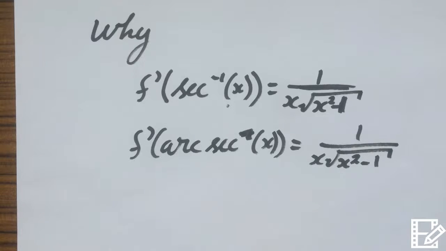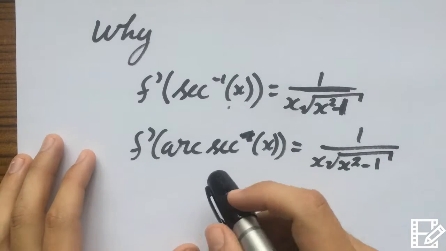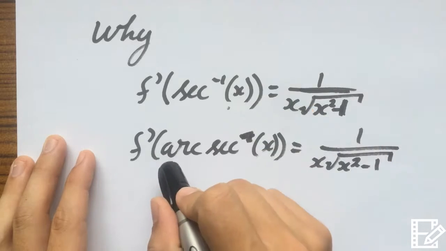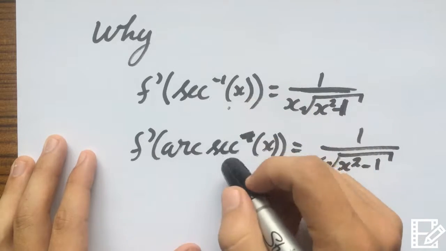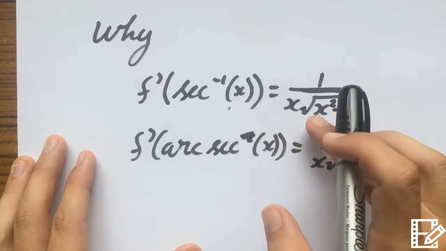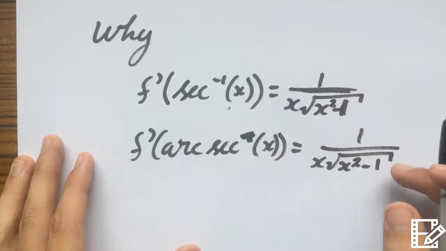Welcome back to another episode of my proof series where I will be showing you why certain things happen in mathematics. This lesson will be focusing on why the inverse of sec x or the arcsec x, they're both the same thing. When you derive them, you get 1 over x multiplied by the square root of x squared minus 1.